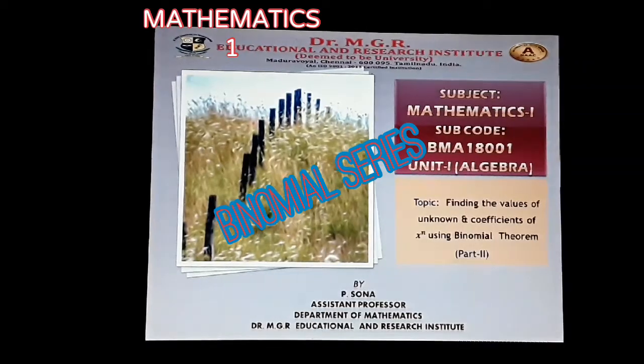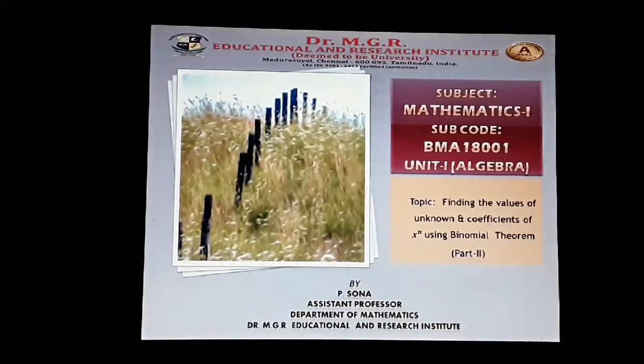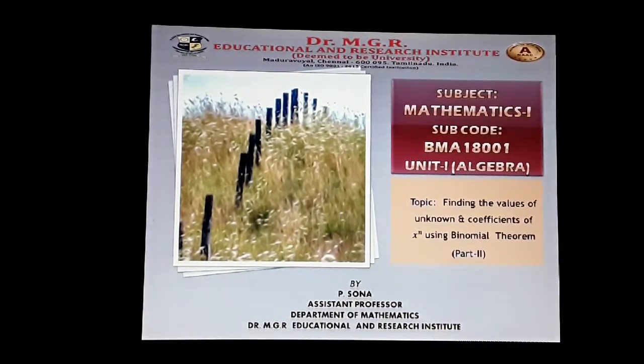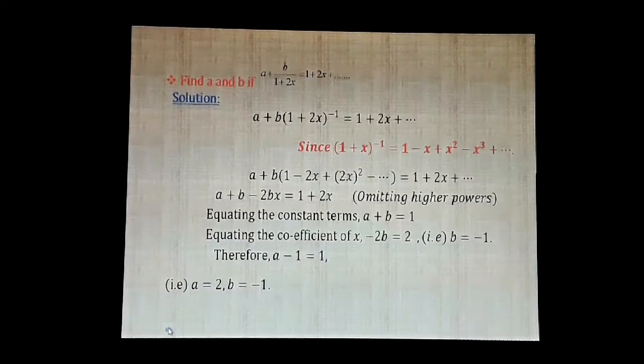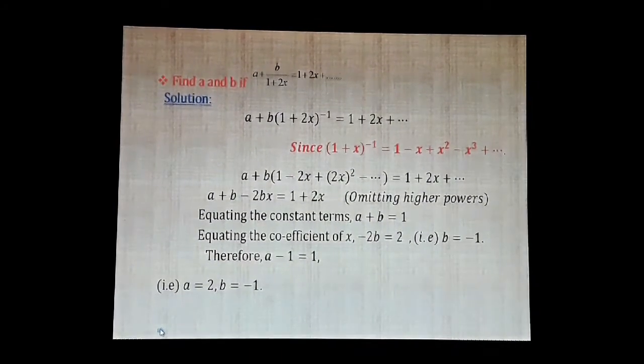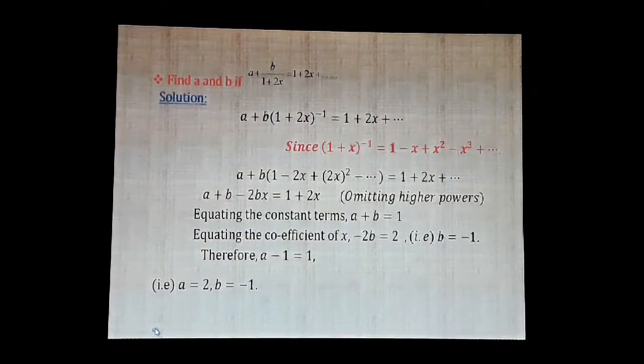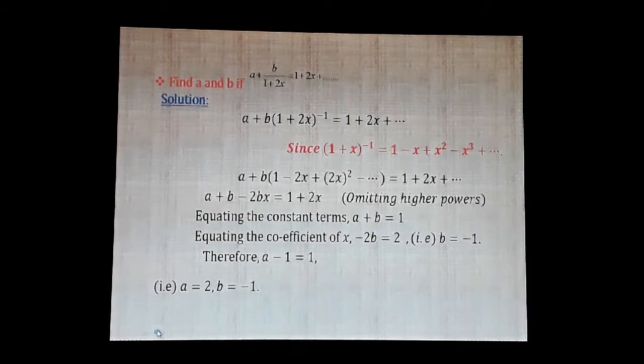Hi students, now we are going to see the topic: finding the values of unknowns and coefficients of x power n using binomial theorem. Here see the first question: find the values of a and b if (a + b)/(1 + 2x) = 1 + 2x + etc.